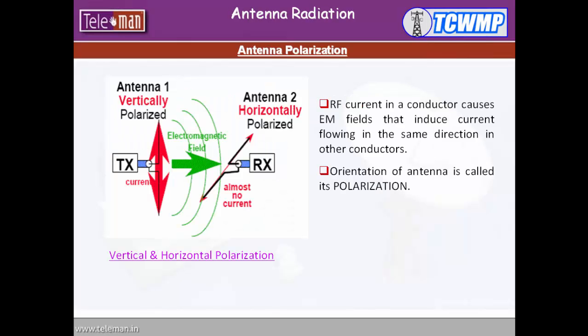In these slides we are going to discuss antenna polarization. Antenna polarization is nothing but the orientation of the antenna. Normally we are using two types of polarization: vertical polarization and horizontal polarization. We know that RF waves are made up of EM fields, electromagnetic fields. Whenever the electrical field is parallel to the Earth's surface, it is known as horizontal polarization, and whenever the electrical field is perpendicular to the Earth's surface, it is known as vertical polarization.